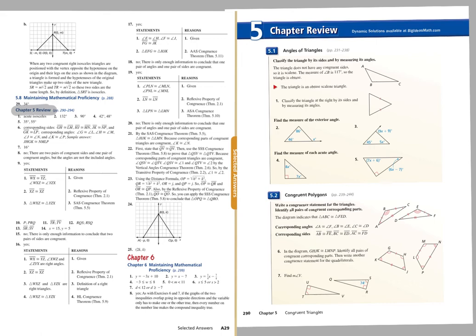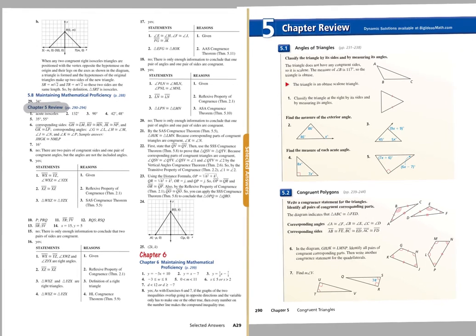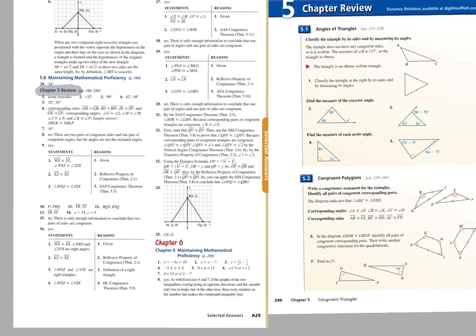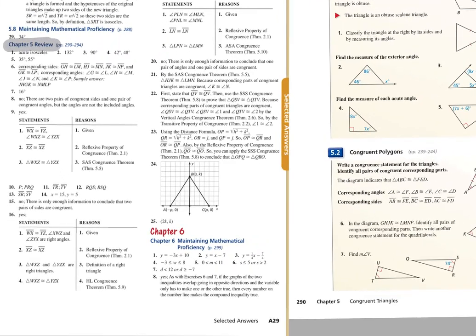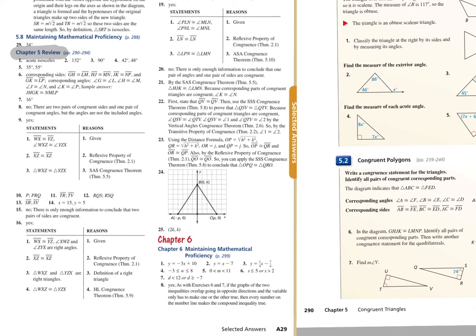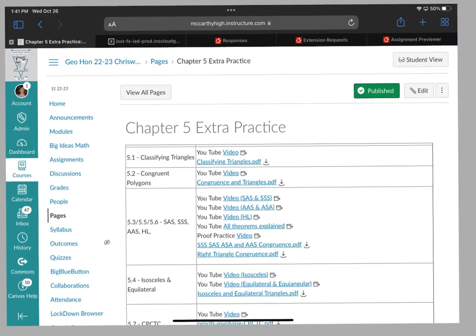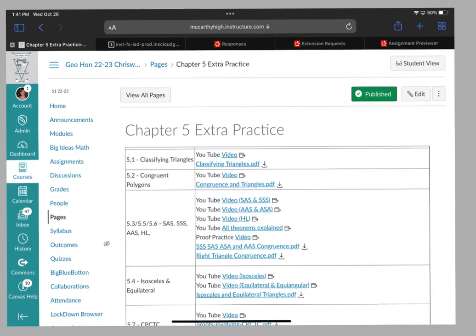So, questions on the review from 5.1 or 5.2? Again, the solutions were on the extra, or the general information module, but they're here. All right, so again, on the chapter 5 module, at the end, right where it says chapter review, there's a thing that says chapter 5 extra practice. So I built this page that goes by the sections. If you're good with 5.1 and classifying triangles, obviously you don't have to worry about that stuff.